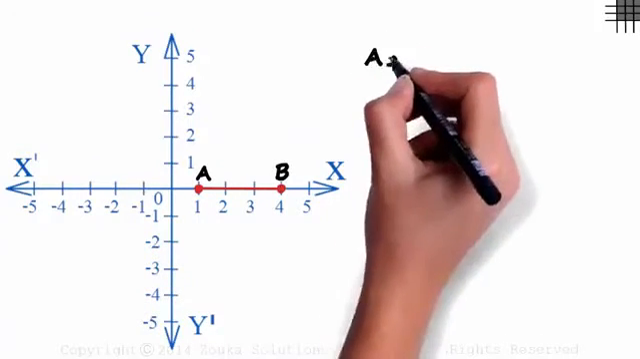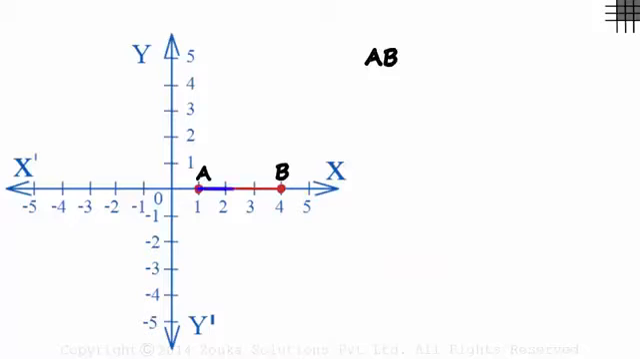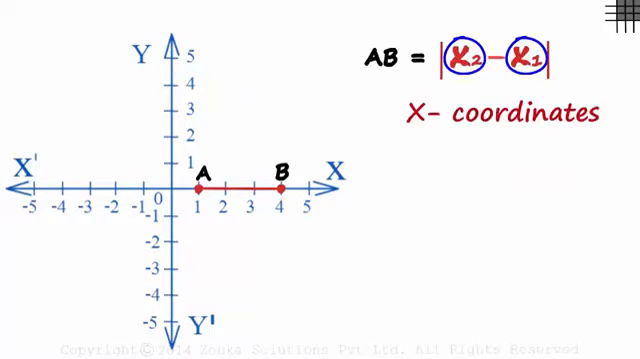We need to find AB, the length of segment AB. If you look at the figure, it lies entirely on the x-axis. In that case, it's super easy to find the distance between 2 points. It will be the absolute value of x2 minus x1. x2 and x1 are simply the x-coordinates of the 2 points.